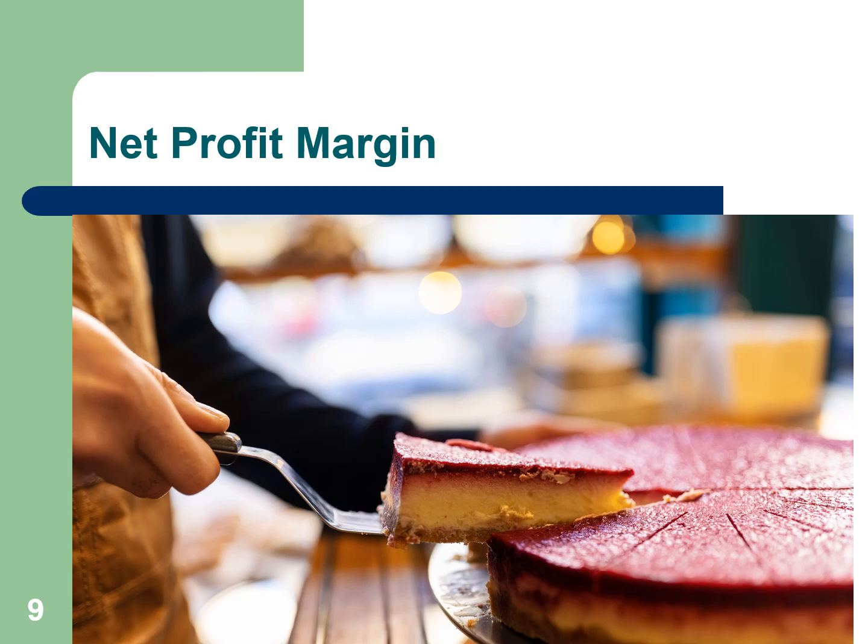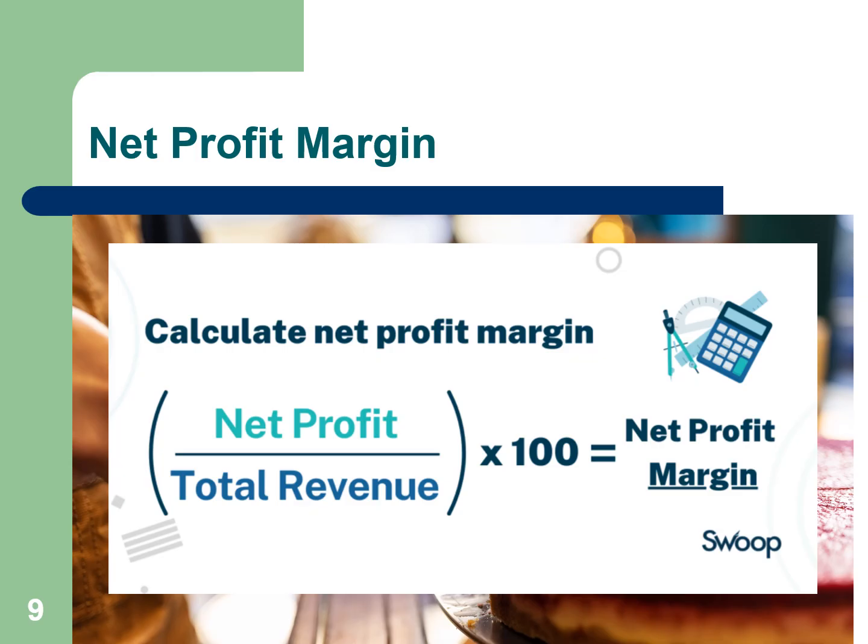Let's break down the formula for net profit margin. Net profit margin equals the net profit divided by total revenue multiplied by 100. To calculate the net profit margin, we take our net profit and divide it by the total revenue. We then multiply this figure by 100 to express it as a percentage. This percentage reflects the efficiency of a company in terms of profitability. For example, if a company has a net profit margin of 15%, this means that for every dollar of revenue made, 15 cents is net income.